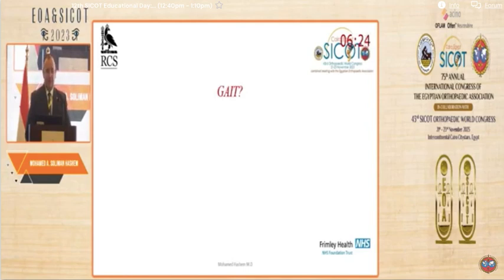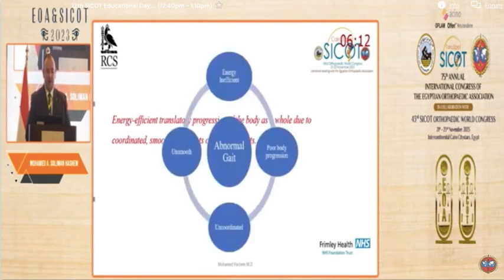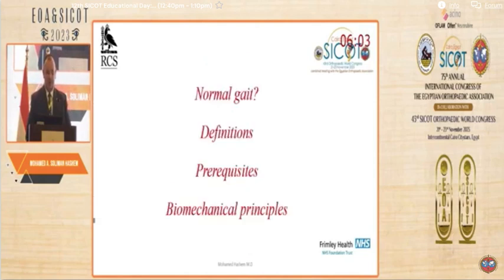So to define a gait, it's an energy-efficient translatory progression of the body as a whole due to coordinated smooth movement of the body segments. So with any abnormality of this definition, we'll go to the abnormal gait. So to say an abnormal gait, it may be energy inefficient, unsmooth, uncoordinated, or have poor body progression.